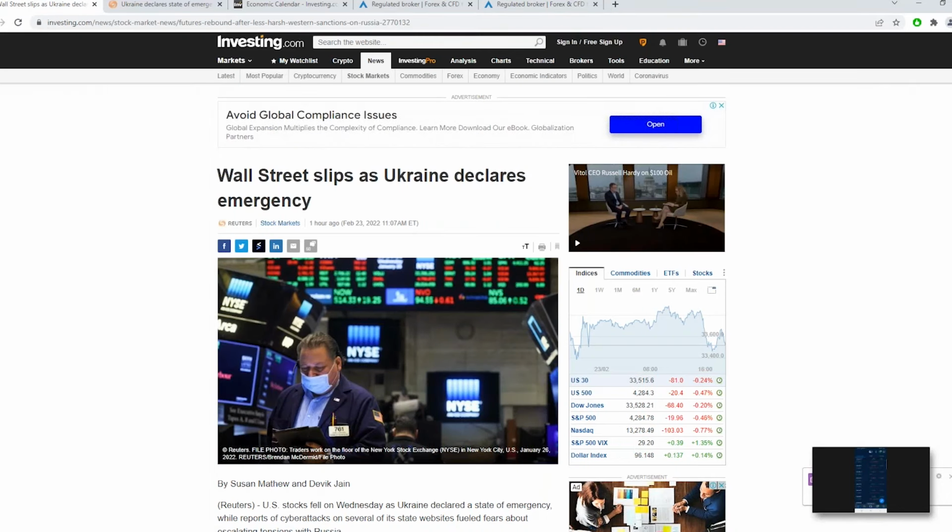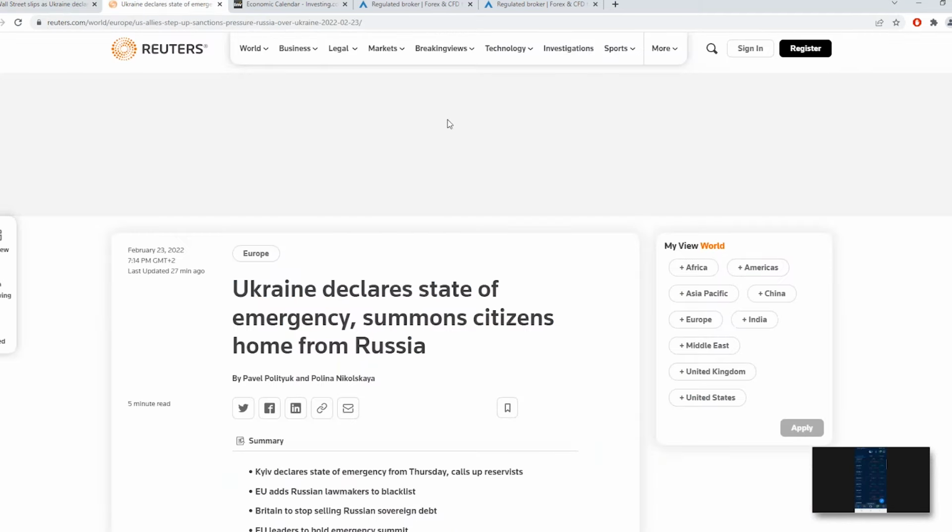Now, if we take a look at the headlines real quick, Wall Street slips as Ukraine declares emergency. We can understand why the Ukraine might be declaring an emergency with nearly 200,000 troops, I think was the latest number that was being talked about, lined up around 3 of the 4 borders of Ukraine. And as we take a look at the more than one source, Ukraine declares state of emergency, summons citizens home from Russia.